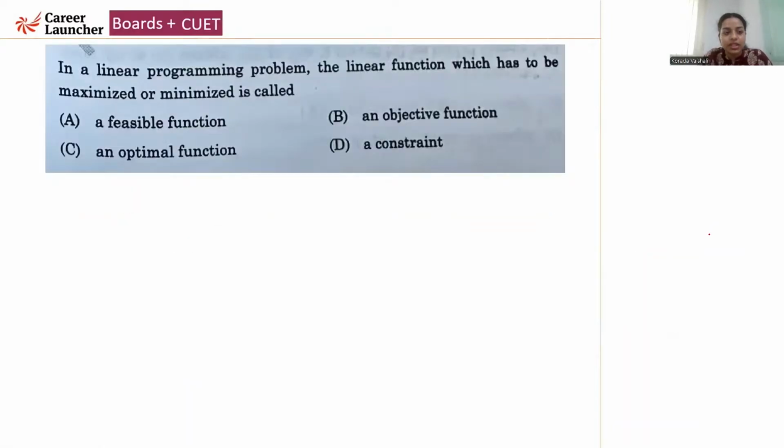Now moving on to question number 16. In a linear programming problem, the linear function has to be maximized or minimized. So for this question, it is simply B, objective function.